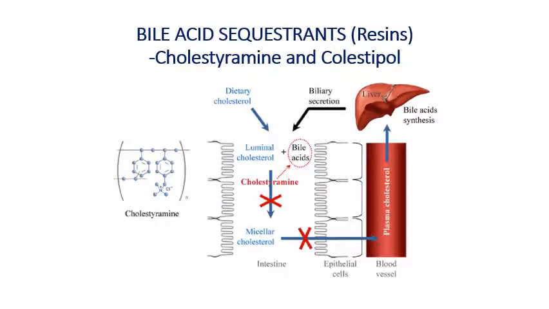The next group of drugs are bile acid sequestrants or resins. So we have two drugs, cholestyramine and colestipol. Bile acids contain cholesterol, and these resins are ion exchange substances which bind to the bile acids and increase their excretion, and prevent the enterohepatic absorption of the bile acids. So what happens? More bile acids are excreted because of this resin binding to bile acids.